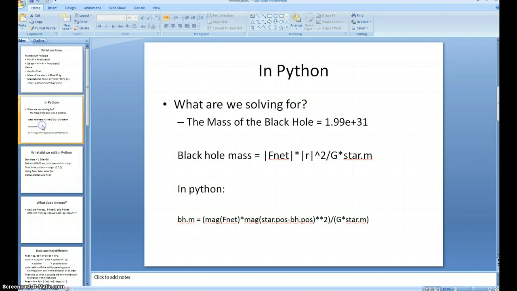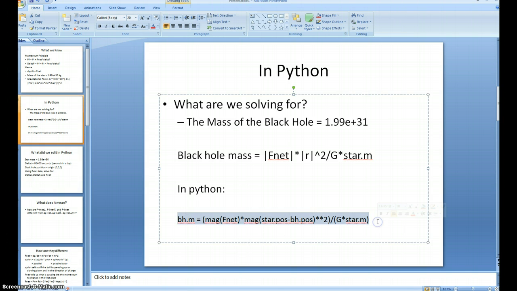So, what are we going to be doing in Python? We are solving for the mass of the black hole, which we find to be 1.99 times 10 to the power of 31. In order to solve for the mass of that black hole, we take the magnitude of F net times the magnitude of r squared divided by the gravitational constant times the mass of the star. In Python, our code will look something like this.